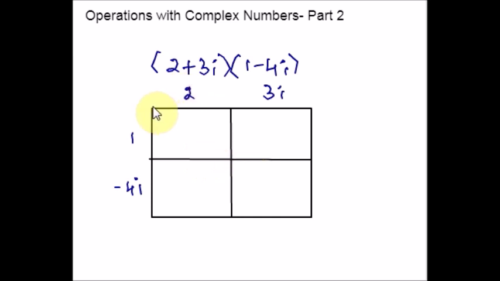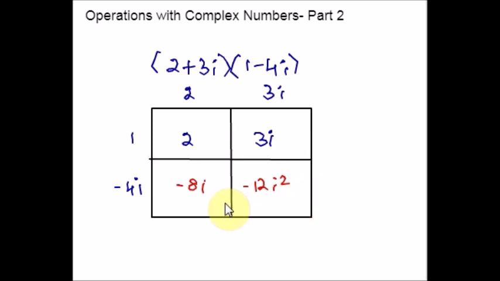So we will multiply 1 times 2, which will give you 2. Next, we multiply 1 times 3i. And then we multiply 2 times negative 4i, which will give you negative 8i. Lastly, multiply negative 4i times 3i. Multiply the coefficients first and then i, so that will give you negative 12i squared. I have just multiplied everything. I am not replacing i squared by negative 1 in this step.